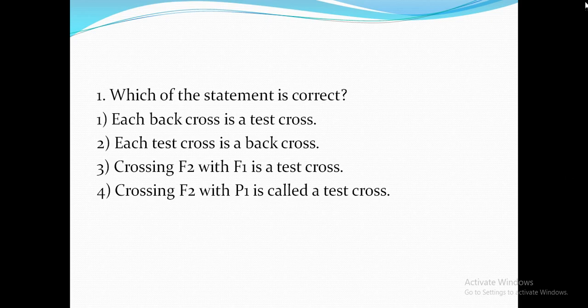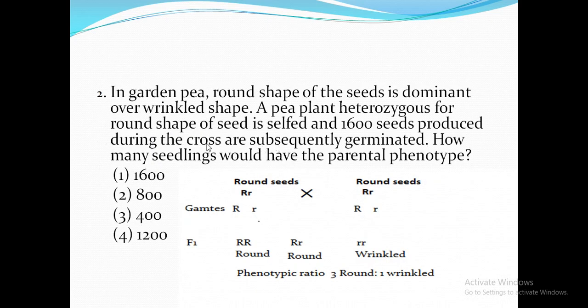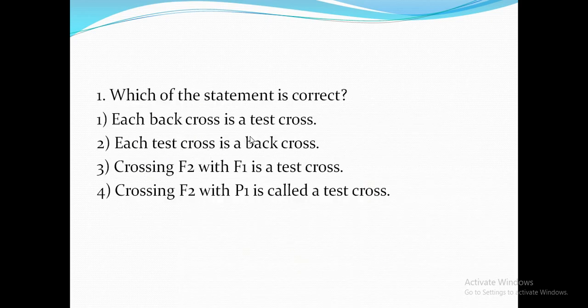Now remember, each back cross cannot be a test cross, because in a test cross the F1 or F2 hybrid is crossed only with the double recessive parent. But in a back cross, the hybrid is crossed with either the double recessive parent or the homozygous dominant parent. But a test cross is also a back cross. So this is the correct answer.